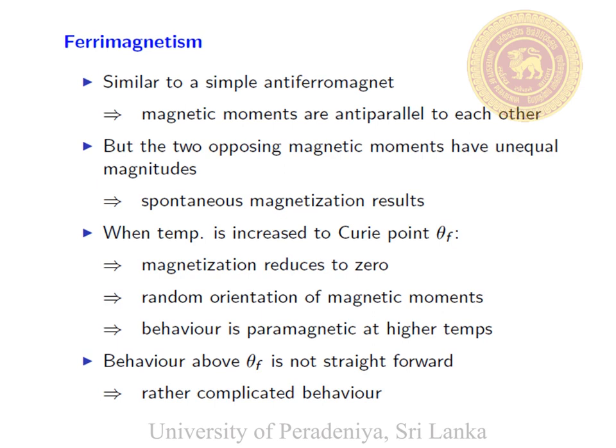As we increase the temperature, the magnetic moments rotate randomly. Above the Curie temperature, the net magnetization is 0. So the material will have paramagnetic properties above the Curie temperature.